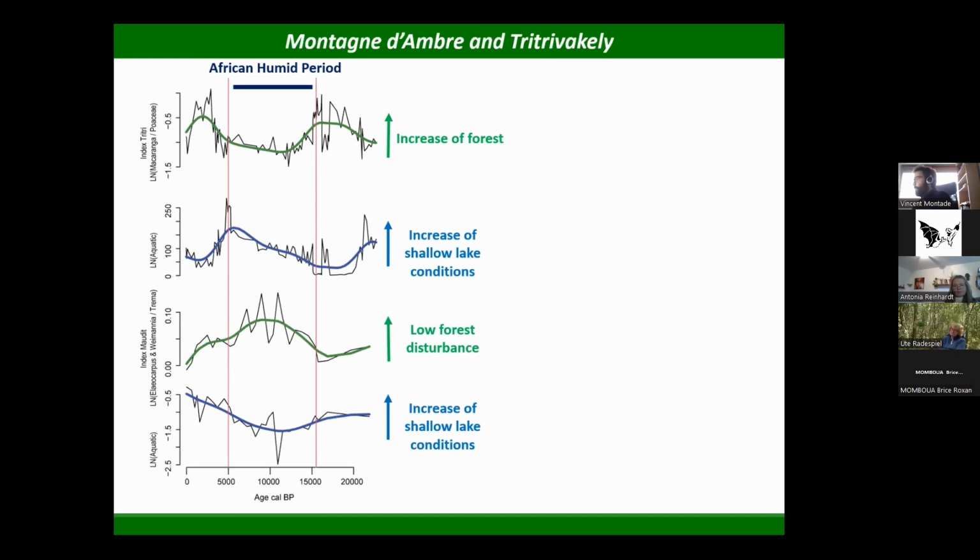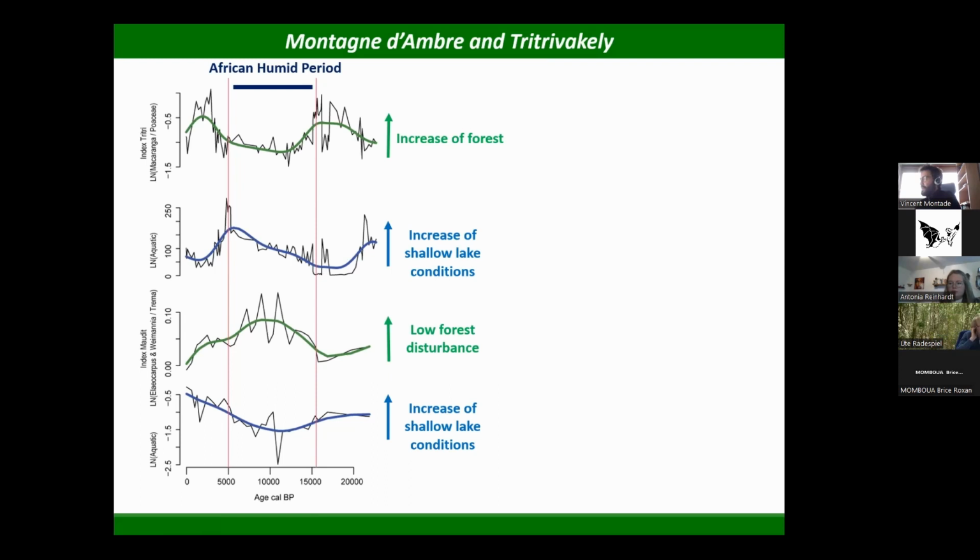And it's surprising because, particularly from the mid to late Holocene, when we have a decrease of forest development in the central highland, we have low forest disturbance in the north, so probably a well-developed rainforest under the high humidity of the African humid period. And it seems that at that time it was not so humid in the central highland, because we reach the maximum of shallow lake conditions based on aquatic herbs, showing that lake level was probably low during the African humid period in the central highland.